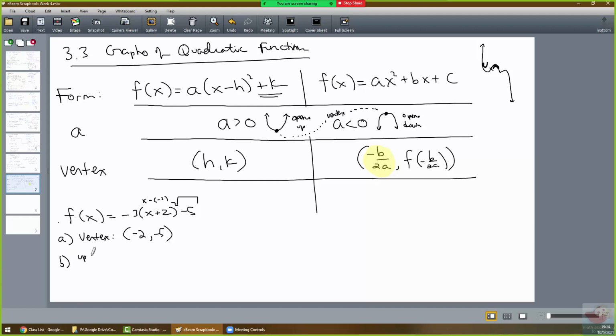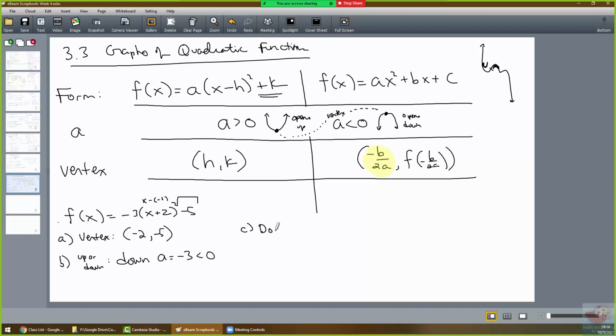Does this function open up or down? Wouldn't it be down? Very good, because a is -3, which is a negative number. So we have in our heads, hopefully, an idea of the graph. Because it opens down, the vertex is the highest point, and that's at -2, -5, and it just goes down from there. Okay, so keep that in mind.